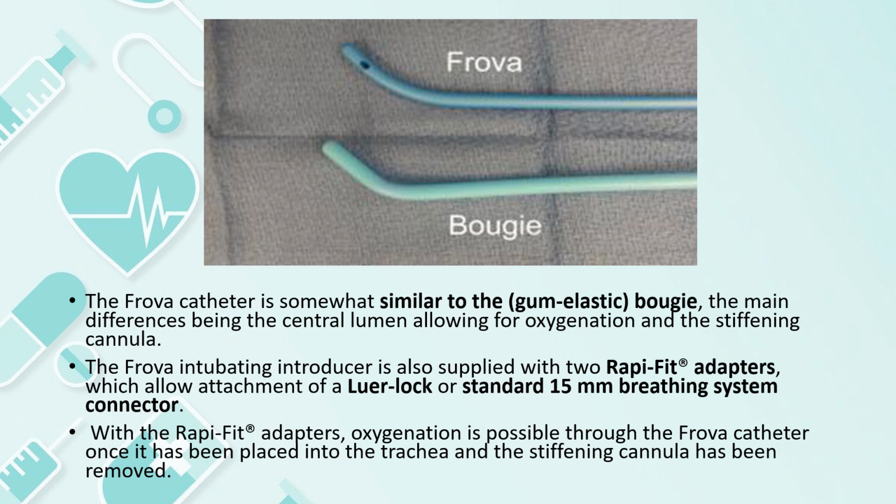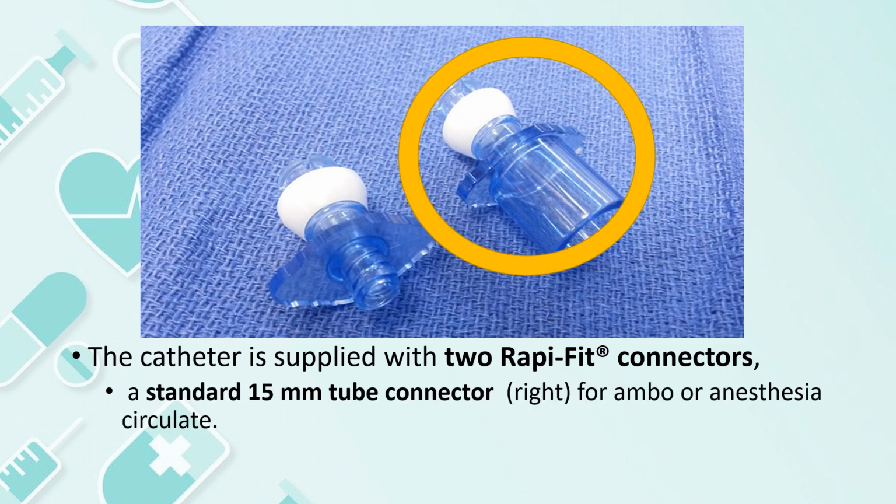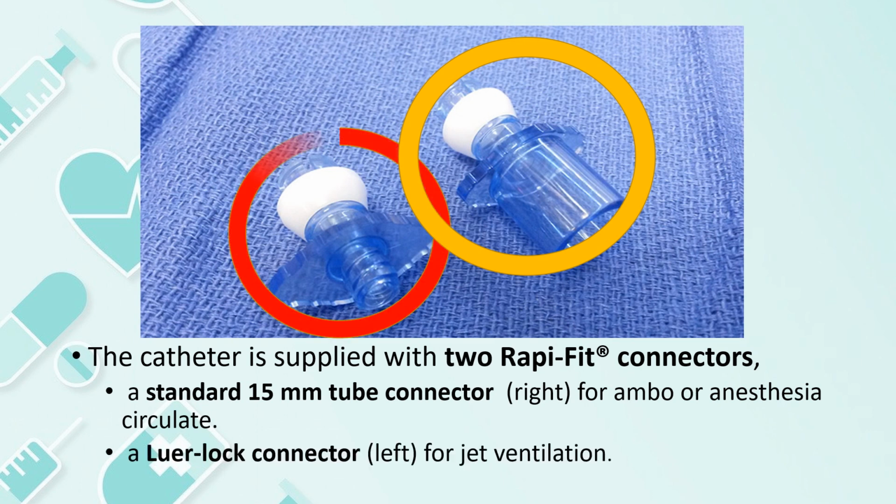It is also supplied with two RapiFit adapters, the Luer lock, and the standard 15mm breathing system connector. These are the two RapiFit connectors. The first one is the standard 15mm tube connector for Ambu bag use or anesthesia circuit, and the other is the Luer lock connector for jet ventilation.